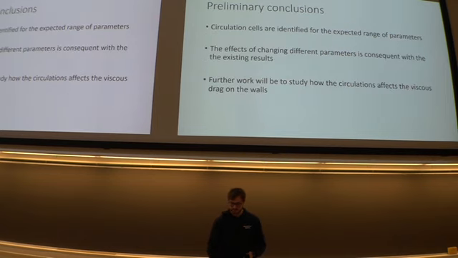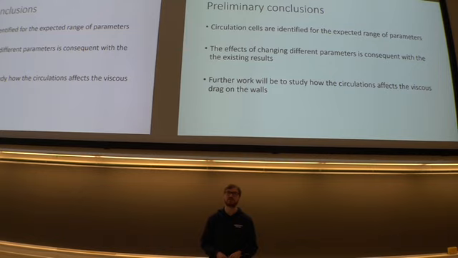So, preliminary conclusions: circulation cells are identified using the CFD model that I have used. And the results correspond well to the range of parameters that I chose on the basis of existing papers. Further work will be to study how the circulations affect the viscous drag, so looking at how the friction, the tau wall, is affected by these circulations.